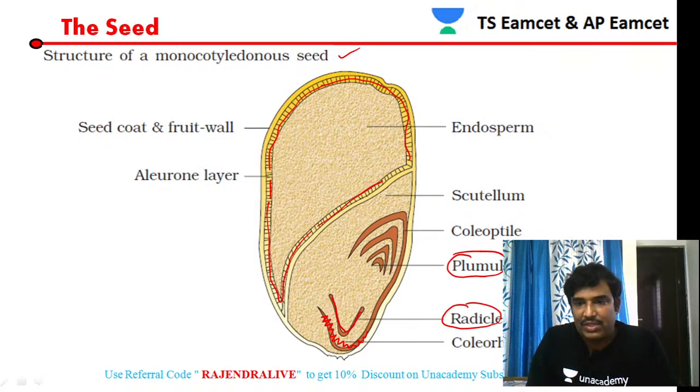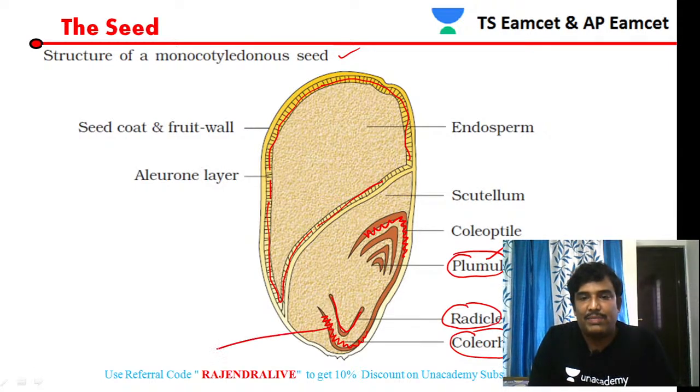So what is the name of the structure? This is called the coleorrhiza. Similarly, the plumule is enclosed by this part. Now, this part is called the coleorrhiza, okay, it is enclosed in the coleorrhiza. This part is called the radical. So the radical is enclosed by the coleorrhiza.